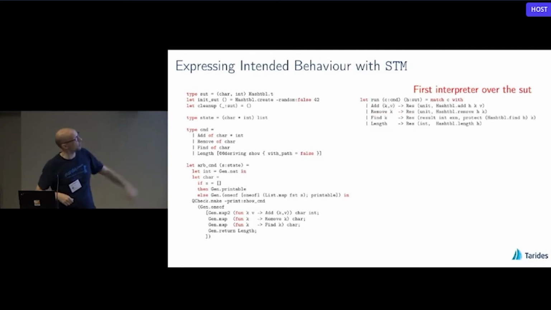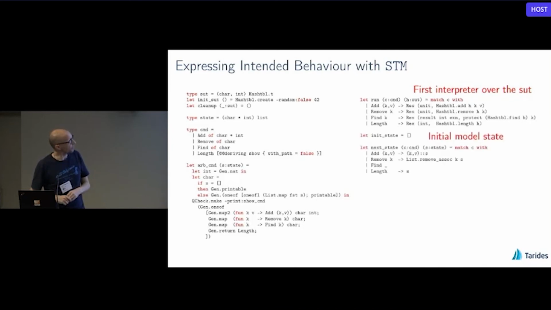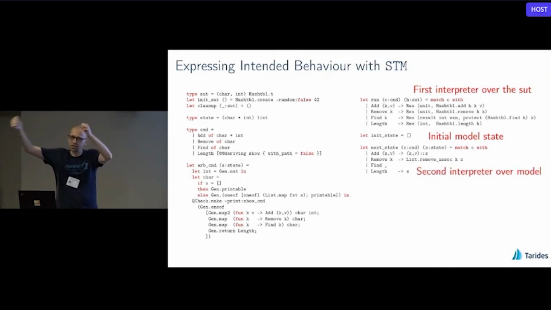One interpreter here, well, symbolic add, we interpret by calling hash table add, similarly for remove, and then wrap things nicely with some type safe combinators. We'll need to describe our initial state of the model, and then a pure state transition function that expresses how the model advances for each of these commands that we want to test.